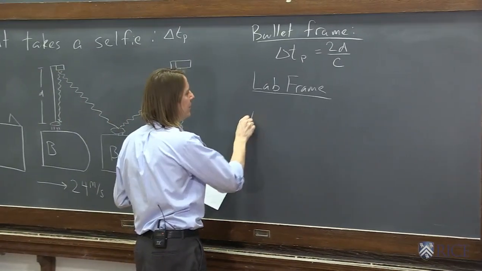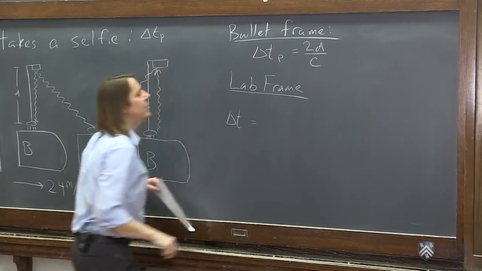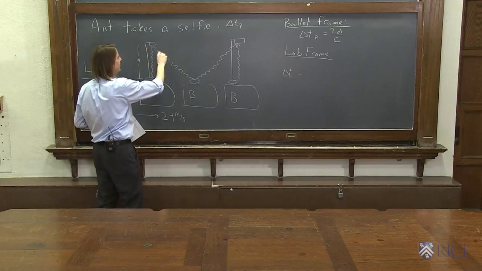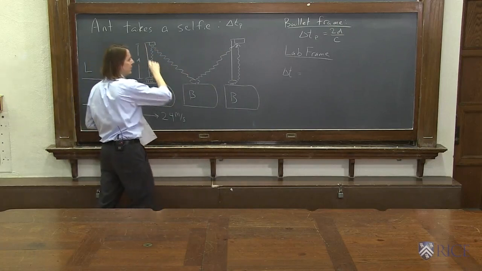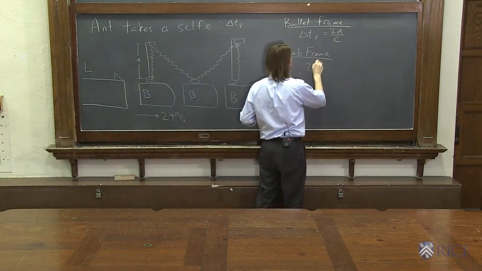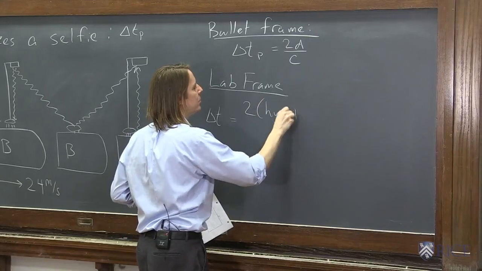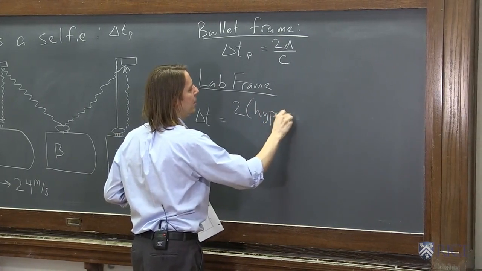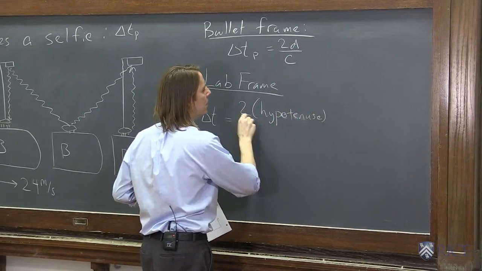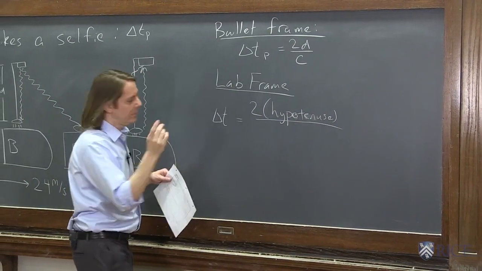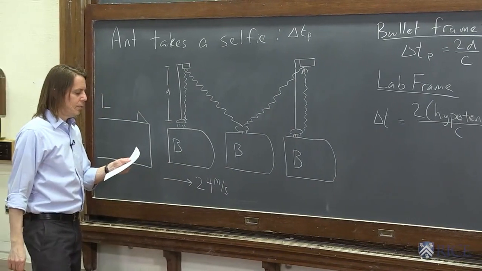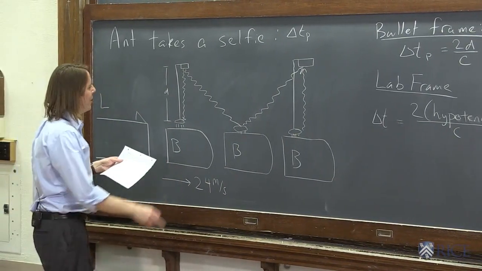So let's now calculate delta t in the lab frame. And you can see we need this distance. We need the hypotenuse of this triangle. So it's going to be 2 times the hypotenuse over the speed, it's still just c. 2 times the hypotenuse over c. So let's see, what is this hypotenuse?